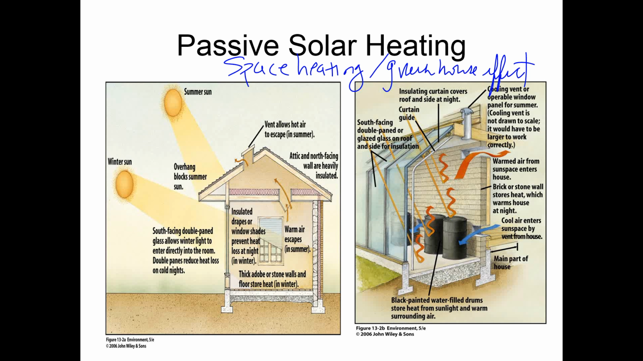So that's another example of passive solar heating. Passive solar heating is used for space heating, like heating up your home, and it utilizes the greenhouse effect. Active solar heating, on the left here, don't look at the right, is shown on the left.